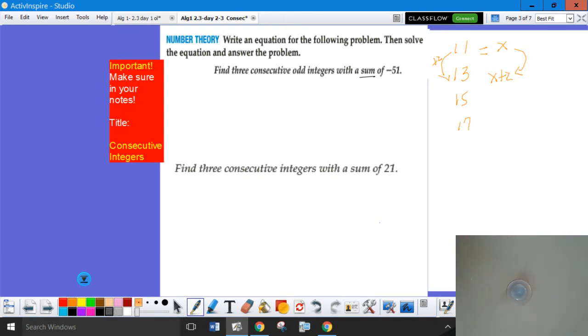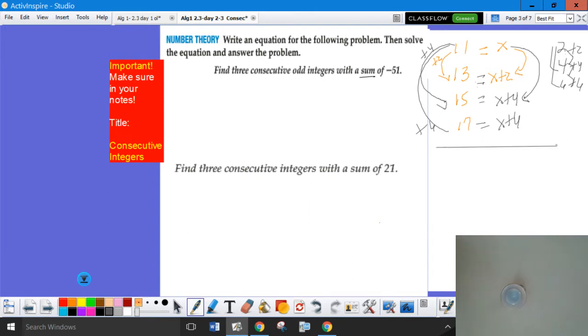How do I then go from 11 to 15? Well, that's plus 4. So the next one would be x plus 4, because I'm going from x and skipping 2. And the next one, again, would be x plus 6, because I'm going from 11 to 17. That would be plus 6. And that could keep going. Now, that's the same thing if it's even, because 2, 4, 6, 8 is plus 2, plus 4, plus 6. It's going to jump if I need to keep going.